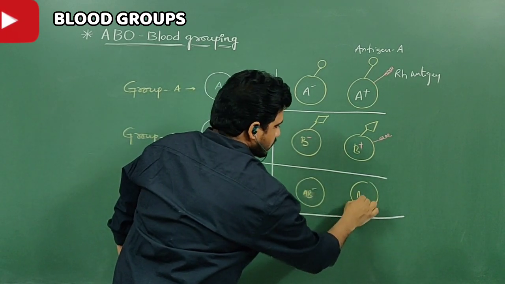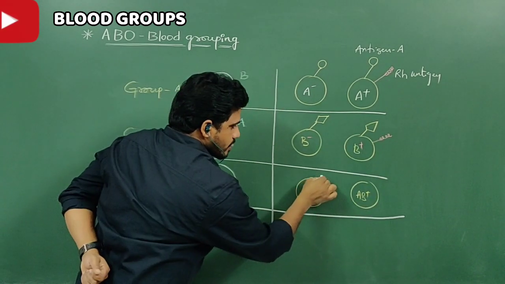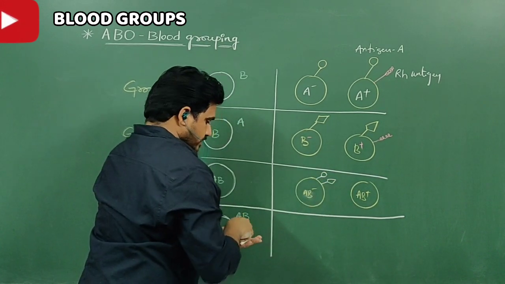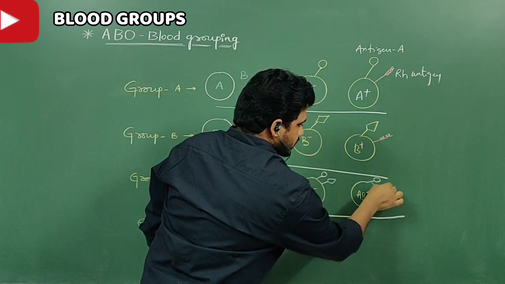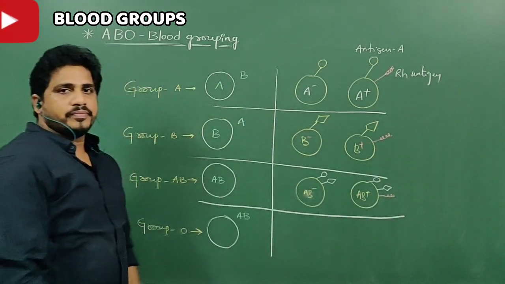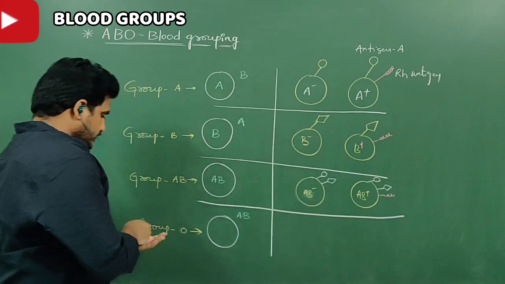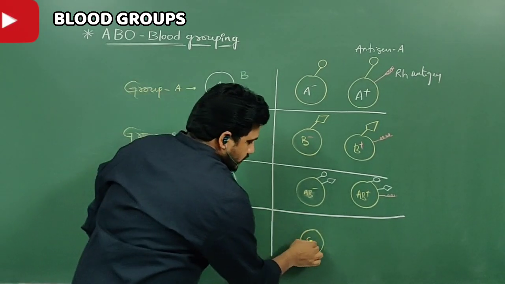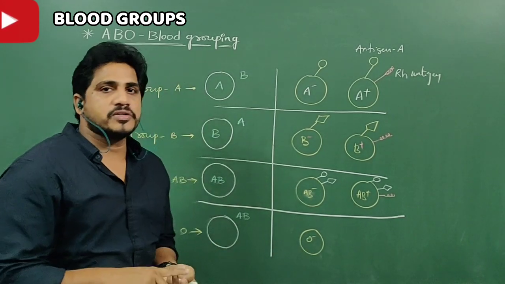AB negative, AB positive means A antigen is present, B antigen is present, but RH antigen is absent. Whereas here A antigen is present, B antigen is present, RH antigen is also present. So three types of antigens are present in AB positive. Last one, in case of O, nothing is there, so that is O negative. A antigen is absent, B antigen is absent, RH antigen is also absent.